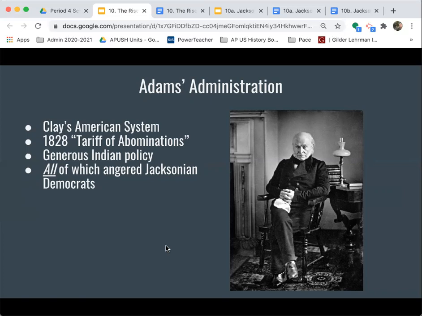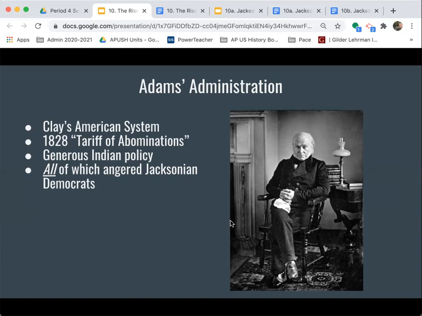They're already mad about the corrupt bargain. Jackson supporters are largely states' rights, small farmers, everyday people. So they're mad about Clay's American system. They're mad about the tariff. They're mad about the Native Americans. So Jackson supporters are incredibly motivated and very angry at Quincy Adams, and thus even more strongly in support of Jackson and his policies. So that's one of the reasons why Jackson's rise happens, is this anger for the corrupt bargain and this anger for Adams' administration. Right? Jackson proclaims himself the hero of the common man.